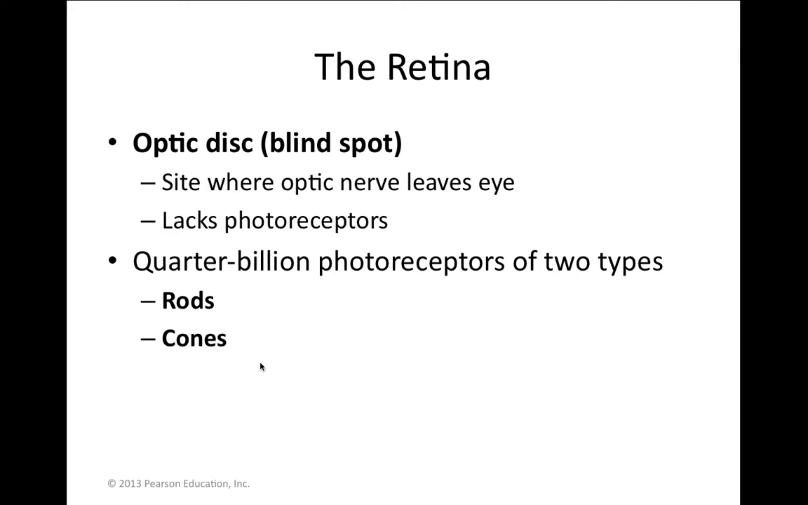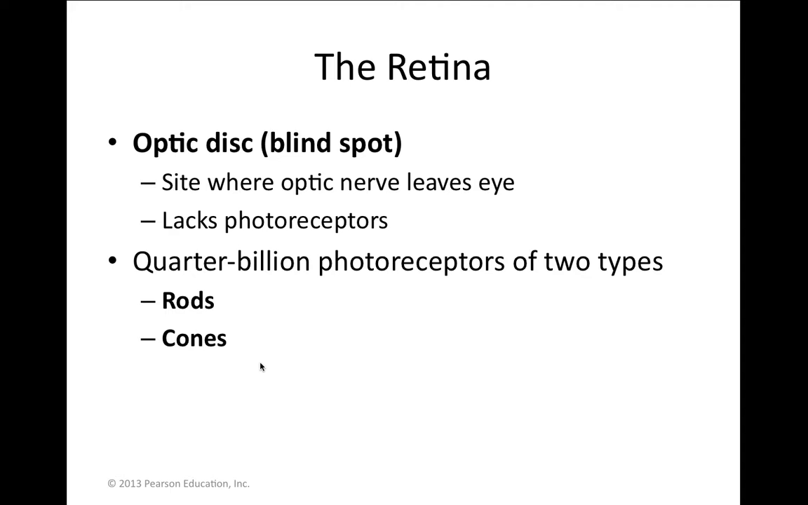In the rest of the retina, you have 250,000,000 photoreceptors of two different types. You have rods and you have cones. Okay, so we're going to discuss each of those in depth. You're really going to need to know the difference between rods and cones, okay? And those are going to be your photoreceptor types.